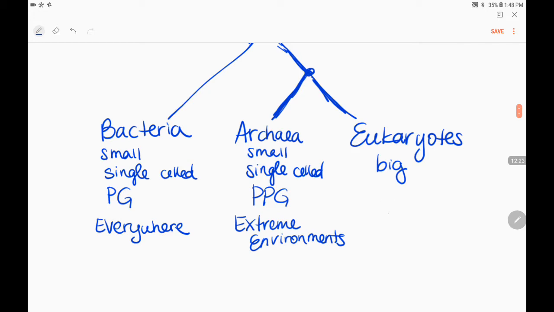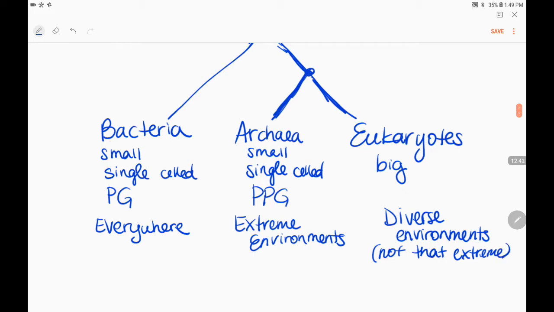Eukaryotes are also found in many environments, and these are also extremely diverse environments, but typically not that extreme. So we find these in oceans and some in your guts and fresh water and salt water and soil and those types of things, but not so much like volcanoes. Volcanoes is more like archaea, bacteria, that sort of thing.